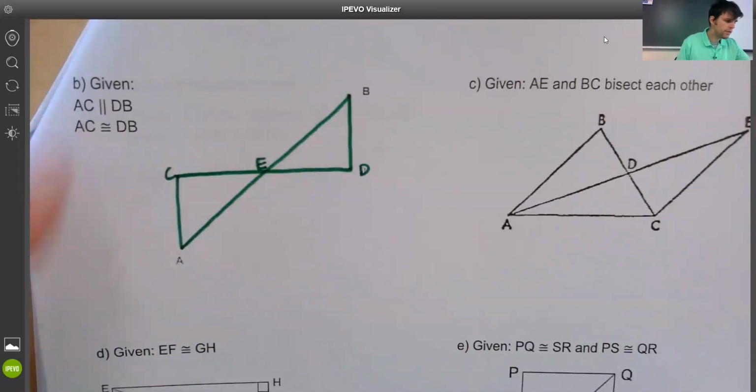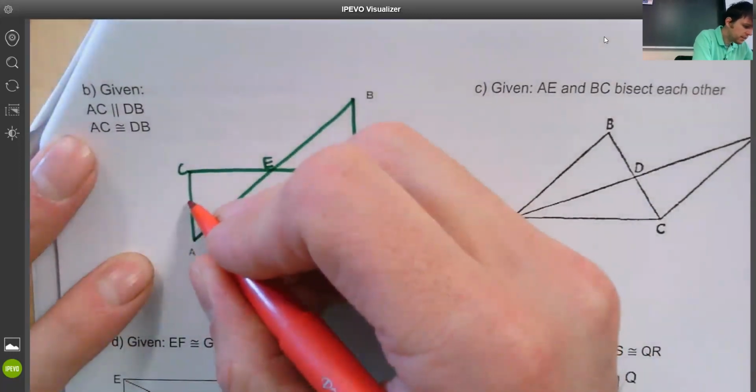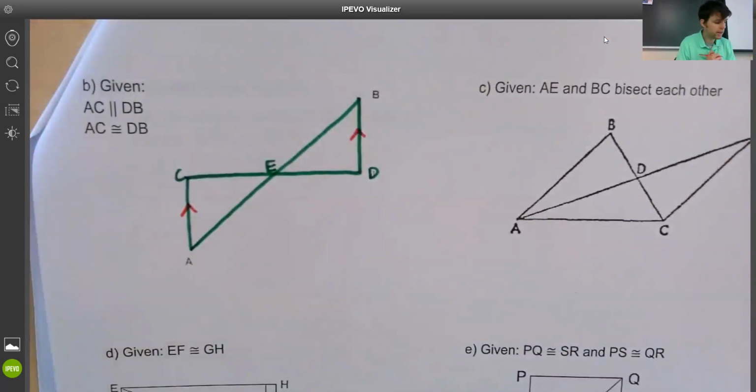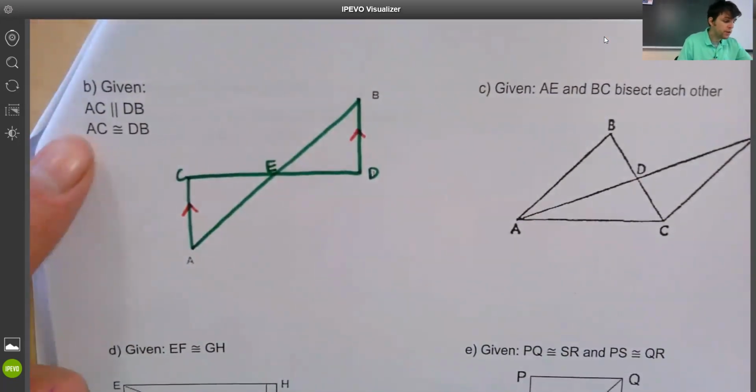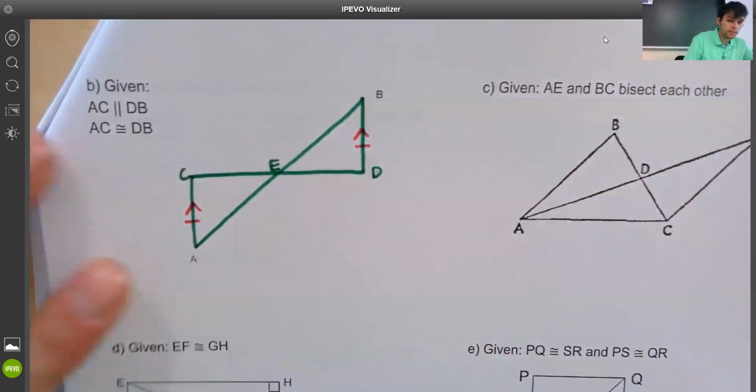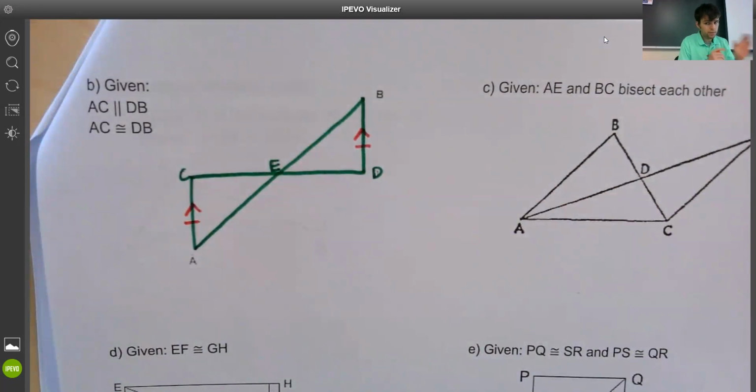All right, given information, we know that AC is parallel to DB. Those are parallel markings, those little arrows. And we also know that those segments are congruent to one another, so we'll make some congruent markings. Just because things are parallel doesn't mean they're necessarily congruent, so we need separate markings for those things.